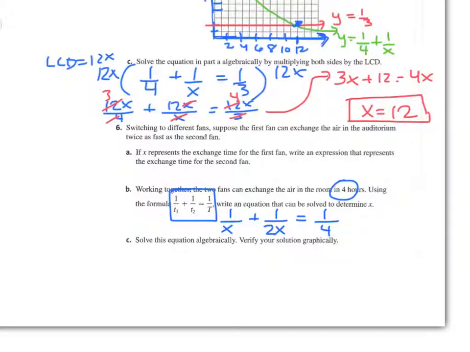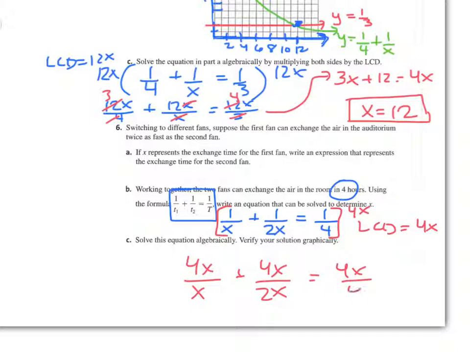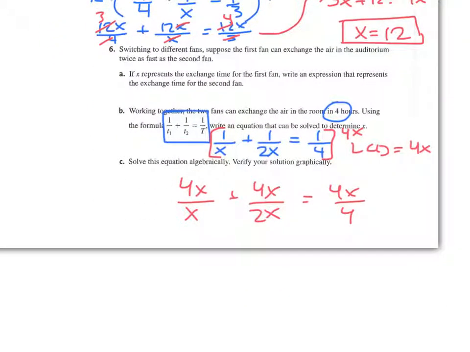So again, algebraically, if I'm trying to solve this, my LCD would be 4x. So I'm going to multiply through by this 4x, and let's see what we get. We get 4x over x plus 4x over 2x equals 4x over 4. And when I do my canceling here, these drop out to 1, so I end up getting 4. And then that drops with that to 2. The x's also drop, plus 2. And those drop out, and I get x over there.